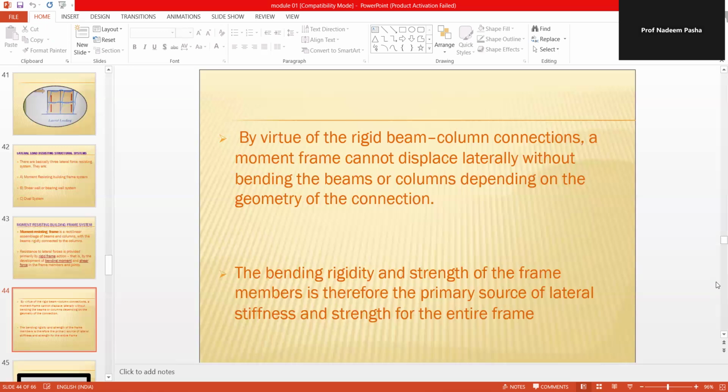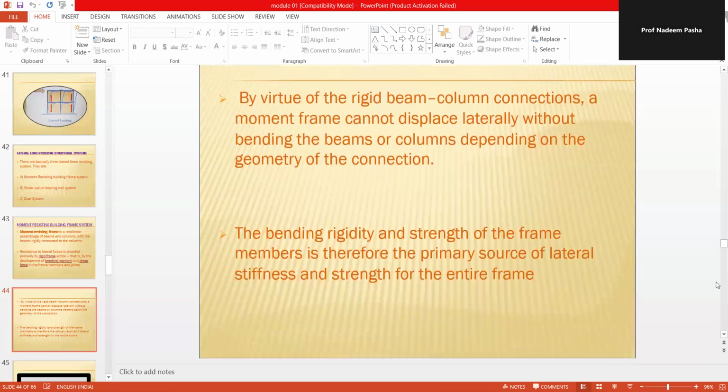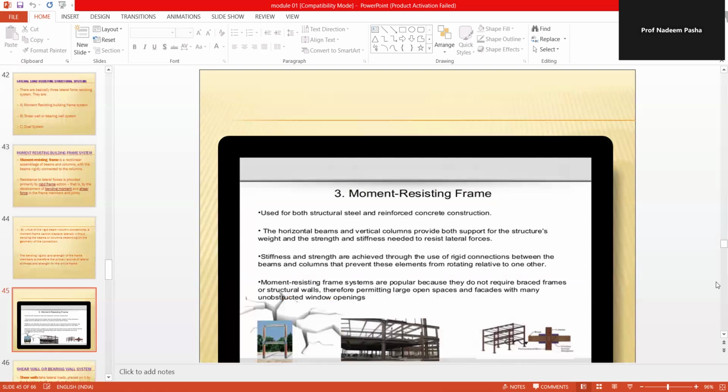The bending rigidity and strength of the frame members is therefore the primary source of lateral stiffness and strength for the entire frame. So, what is the important factor? The bending rigidity and strength of frame members, that is, the beam column joint, because it is connected rigidly. This bending rigidity is the most important factor due to which the moment resisting frame is able to resist moment. Now, we can understand this with the help of a figure also. Moment resisting frames are used for both structural steel and reinforced concrete structures. Not only for structural steel, but also for reinforced concrete construction you can use moment resisting frames.